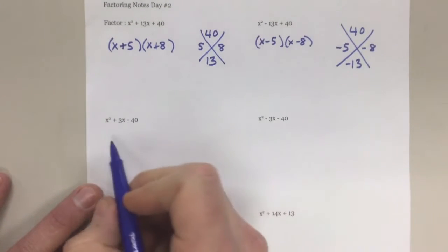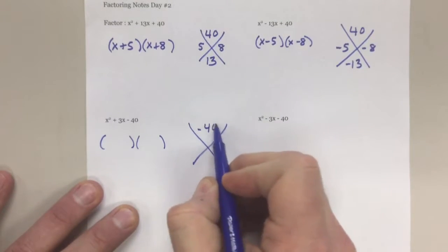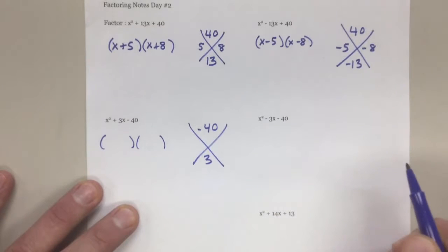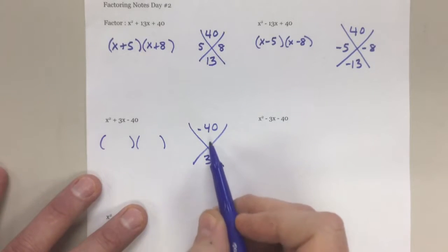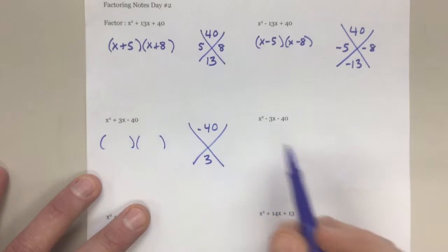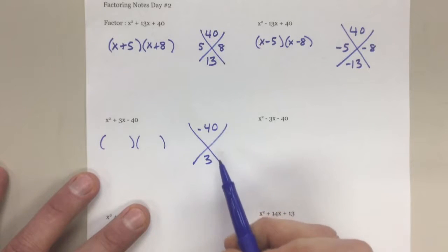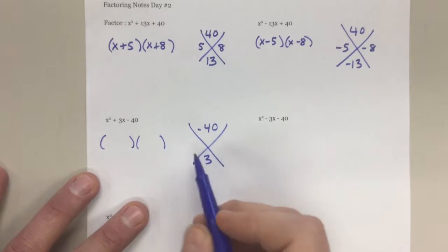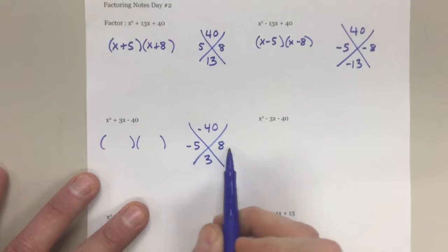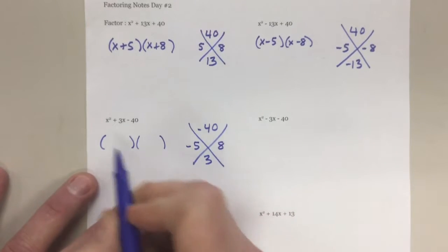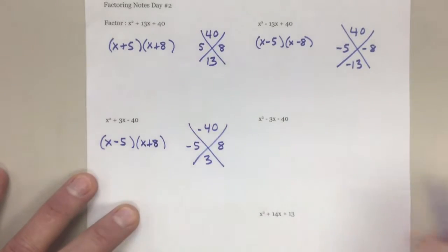For example 3, you'll notice I have negative 40 on top, 3 on the bottom. So two numbers that when I add them together, they're going to be 3, but when I multiply them, they're negative 40. Well, if I get negative 40 when I multiply, that means one of the numbers had to be negative. So negative 5 and 8 would work, because multiply them together, I get negative 40, add them together, I get 3. So my factors are x minus 5, x plus 8.